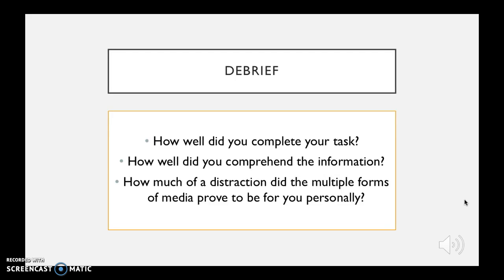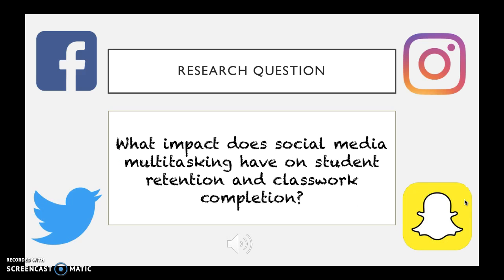This is just a small representation of what our students go through on a daily basis when multiple forms of media are interrupting their concentration and focus while they're completing assignments. After observing this behavior in my classroom, I developed the following research question. What impact does social media multitasking have on student retention and classwork completion?